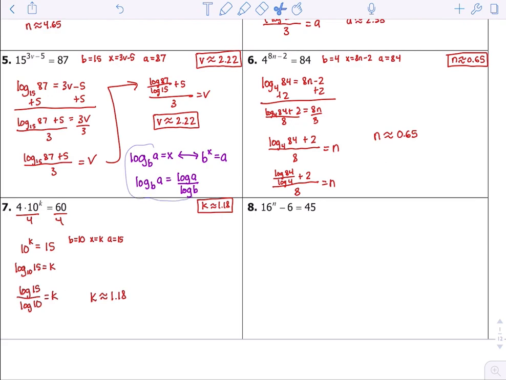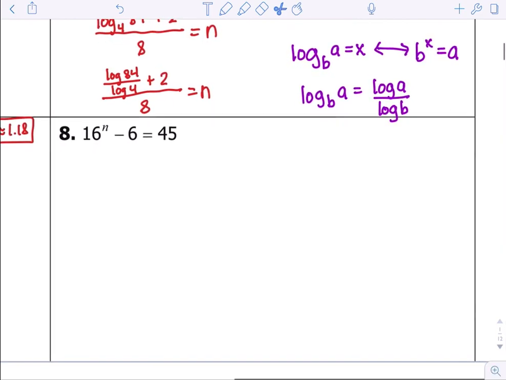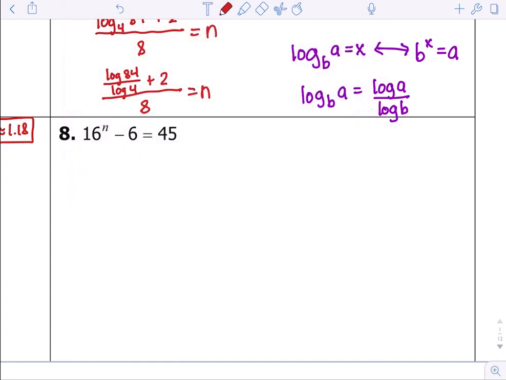Okay, moving along. Okay, number 8. In number 8, remember, it has to be in exponential form, right? So we need to add the 6 to both sides in order for it to be exponential form. So we have exponential form right here. Now let's label our b, x, and a values. So b value for this is 16, x value is equal to n, and a value is equal to 51.